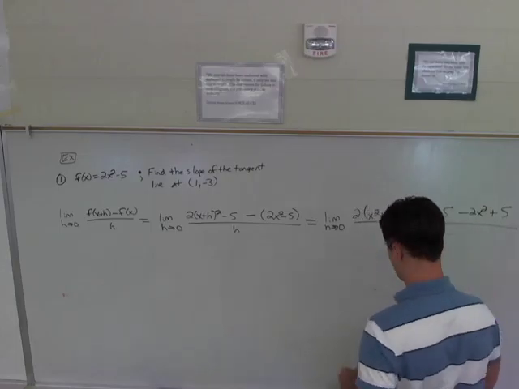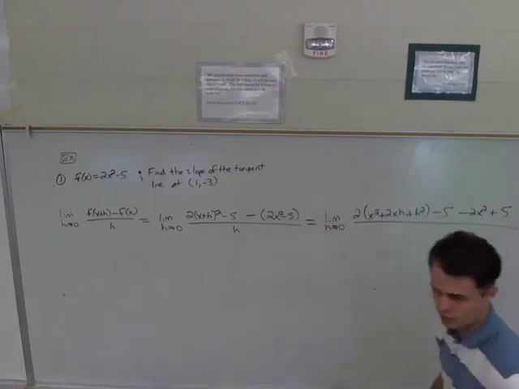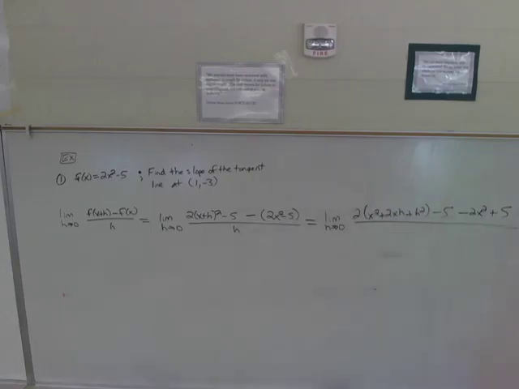Wait, Mr. McGee, that minus 5, that's in parentheses, right? Because that whole thing is being subtracted. Yes, that's why I have the parentheses. You've got to remember, because otherwise you'll leave this as minus when it's not supposed to be.